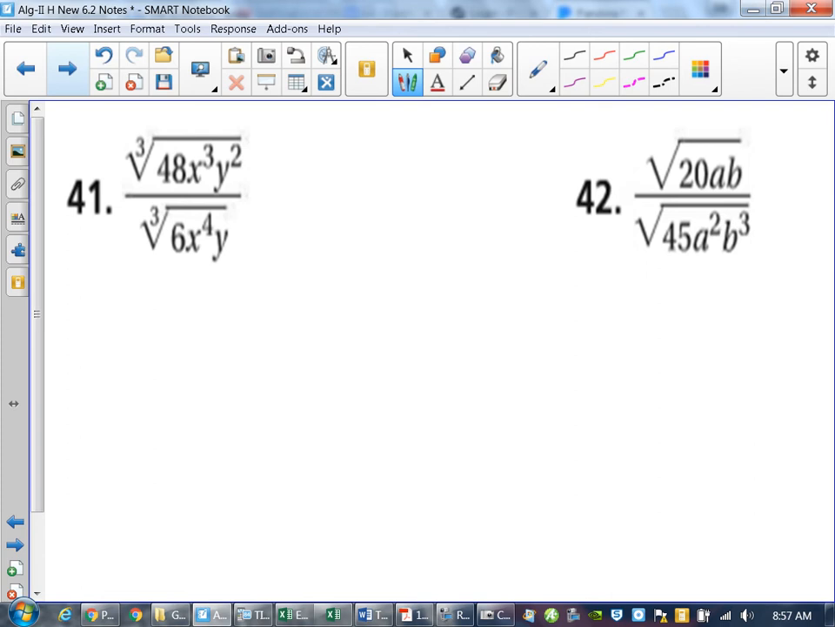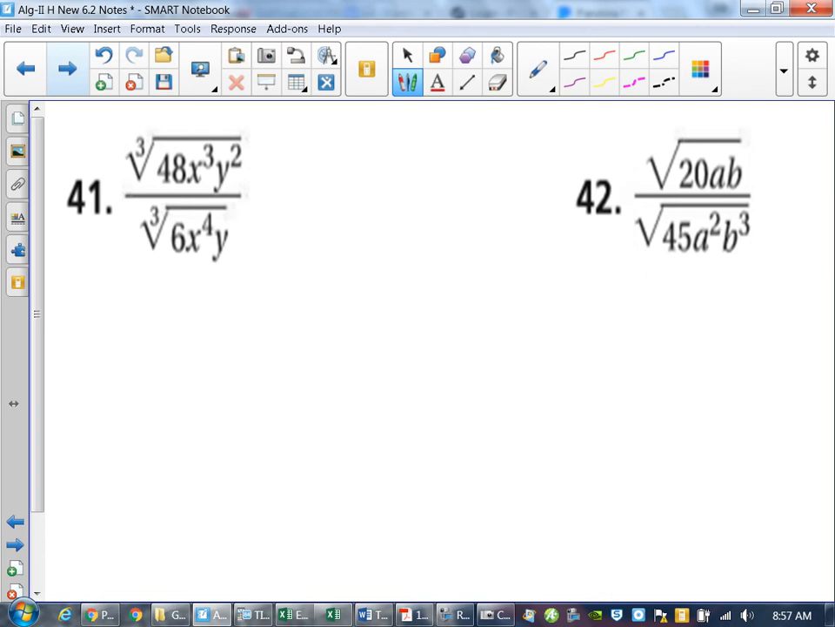In order to be able to simplify these things, what's the one thing you have to first identify? The root. The nth root. Is the nth root the same?